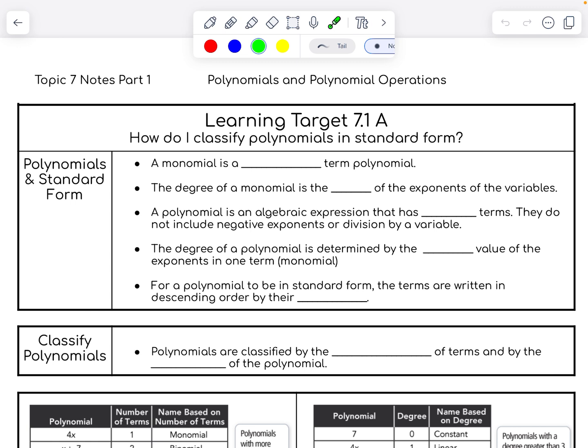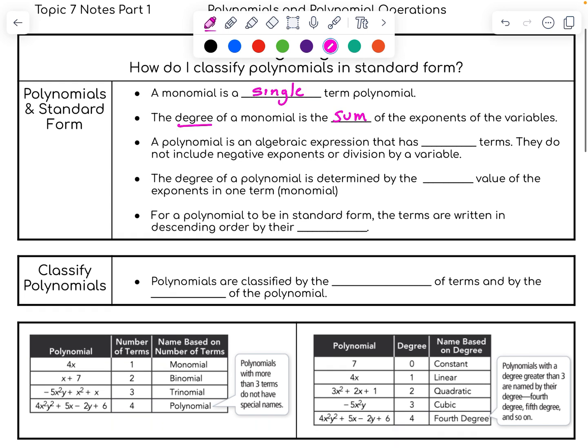So the first thing we need to talk about is what we call a monomial. A monomial is a single term polynomial. So it's just one term, like 3x or 5 or 2x squared. That is a single term polynomial. Another term that we're going to talk about is the degree of a monomial, which is the sum of the exponents of the variables. So we're going to look at that here in our first example.